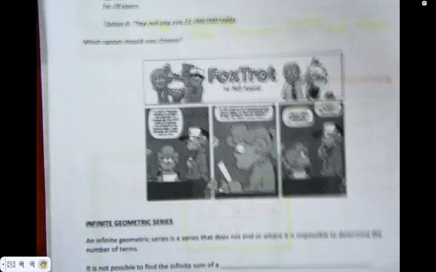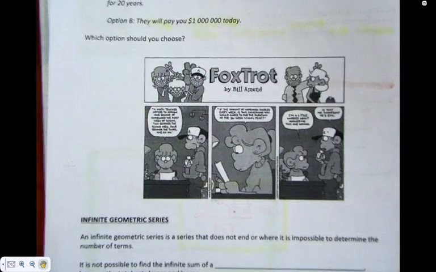Last one, number 5. And I want you to read the cartoon first, which I know it's a little tiny, but I'll blow it up here because it makes me really, really happy.